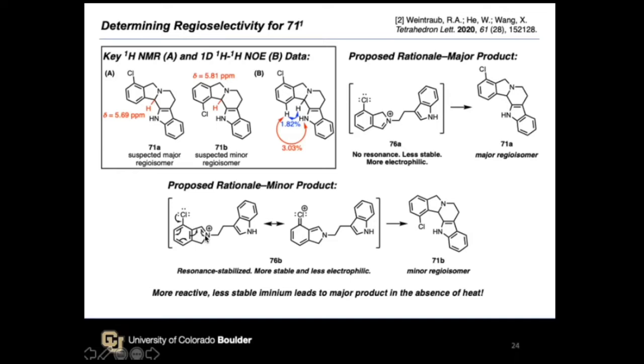We also noticed that the reactions that required heat to cyclize appeared to give the opposite regioselectivity based on the chemical shifts of their methine protons. Thus, we concluded that in the absence of heat, the less stable, more reactive iminium leads to the major product.